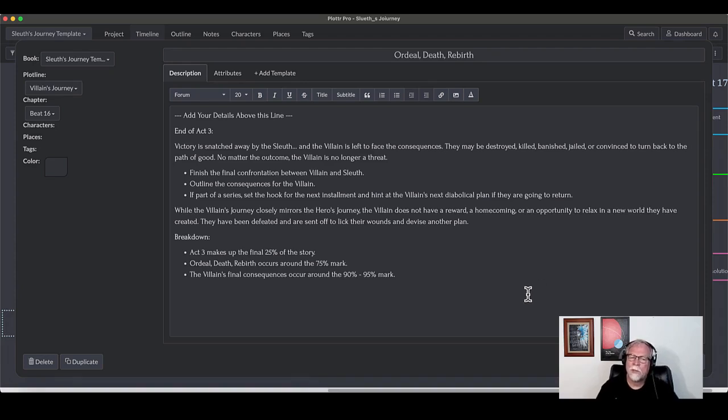The villain's journey closely mirrors the hero's journey. The villain does not have a reward, a homecoming, or an opportunity to relax in a new world they've created, unless they end up in a jail cell, which I guess could be relaxing. But they've been defeated, and they're sort of sent off to lick their wounds and devise another plan if this is a series. Okay? So, ordeal, death, and rebirth.